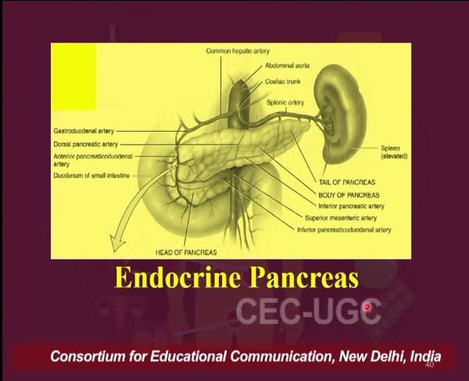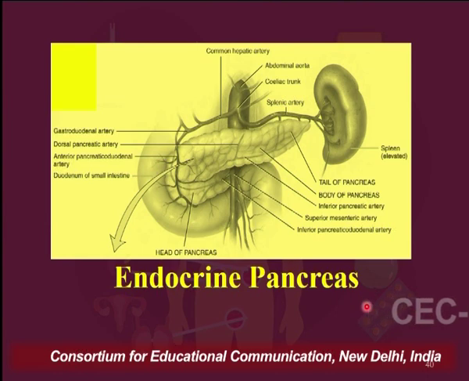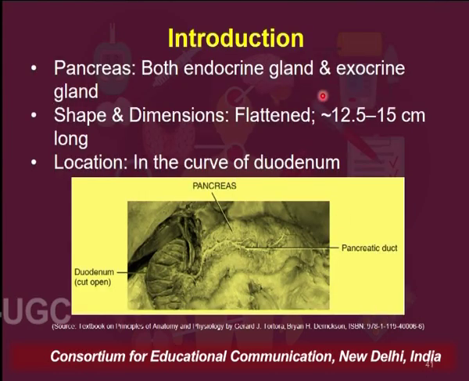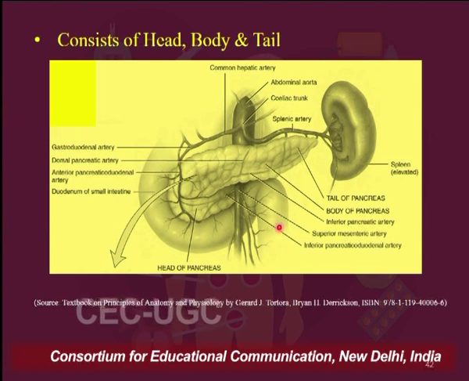Now, the endocrine pancreas, other than being endocrine in nature, you already know that it also has certain cells which are exocrine. It is somewhat a flattened gland with a length of about 12.5 to 15 centimeters, and it is located in the curve of the duodenum. It consists of the head part, the body part and the tail part, as can be seen here in the figure.